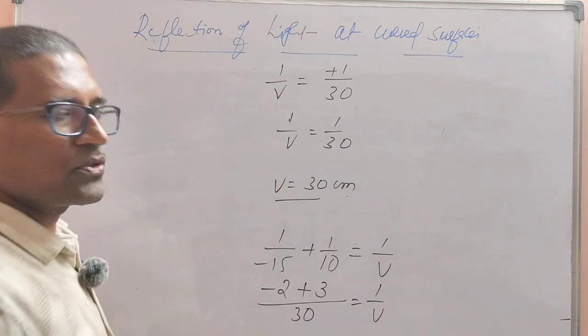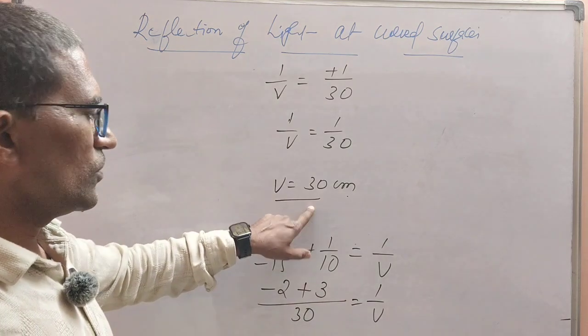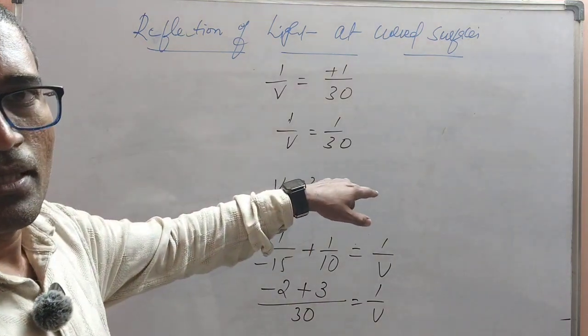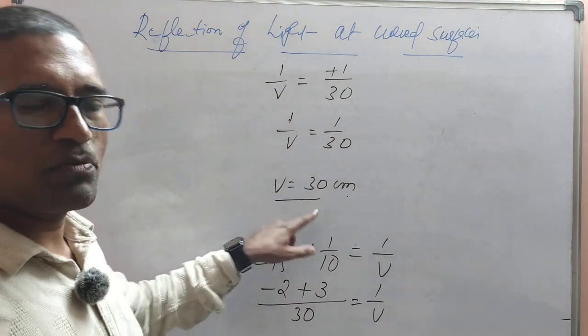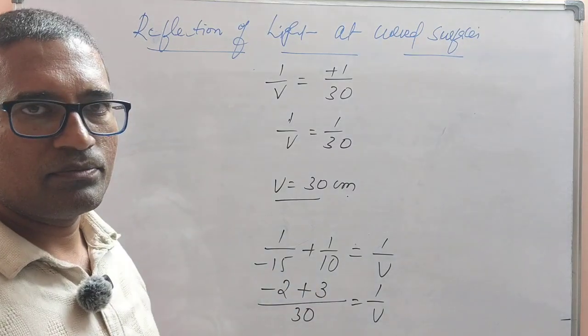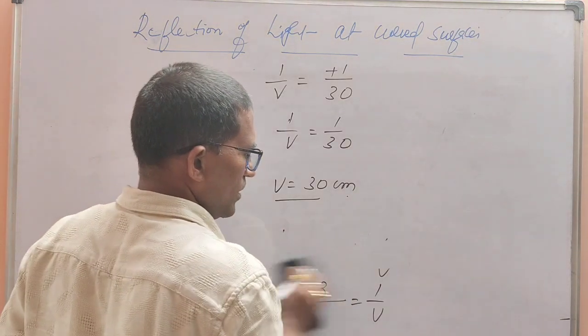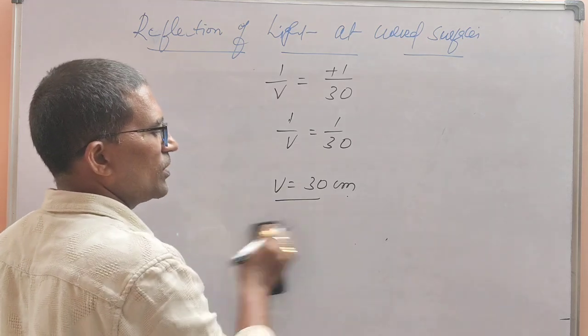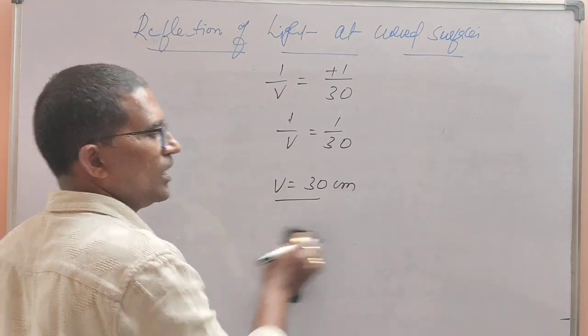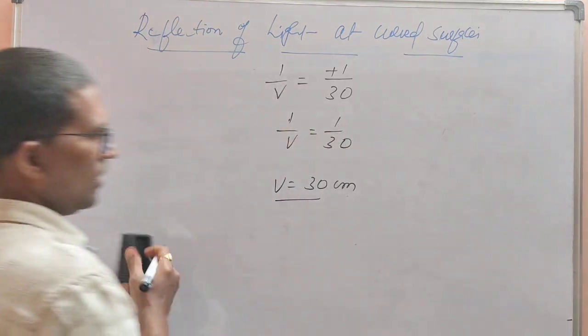This is a positive value. I hope I already explained, if the image distance is positive, then the image is virtual. Then we need to think about, we got image distance. Then we have to calculate what is the magnification, how to find out the magnification.